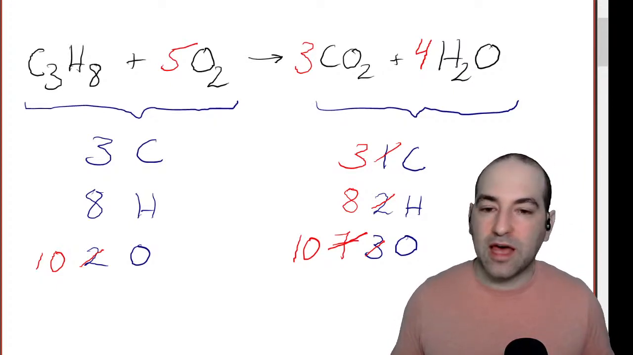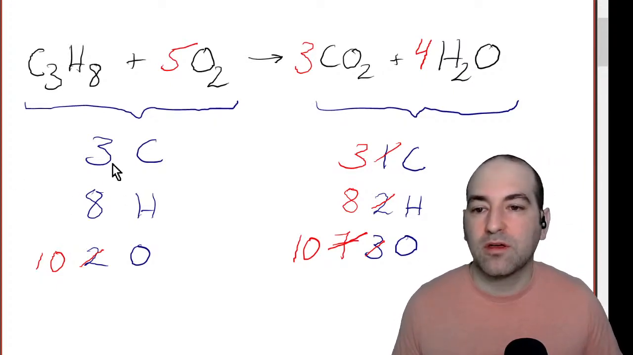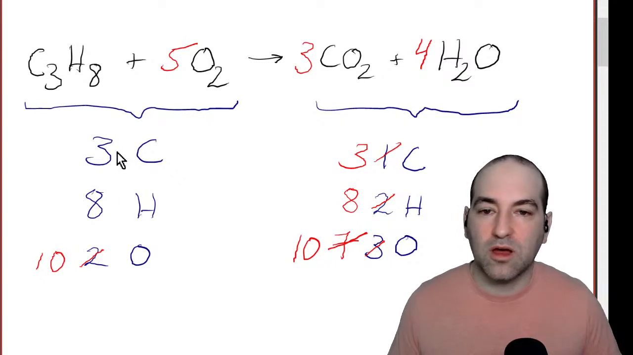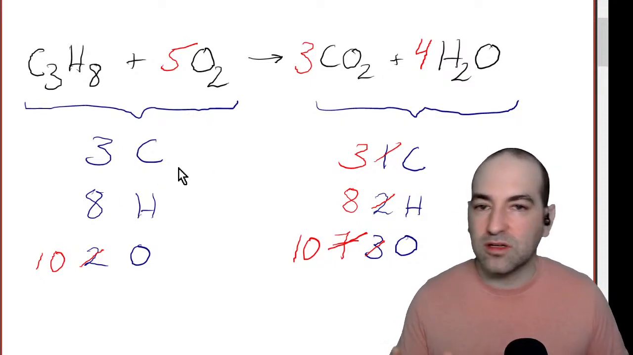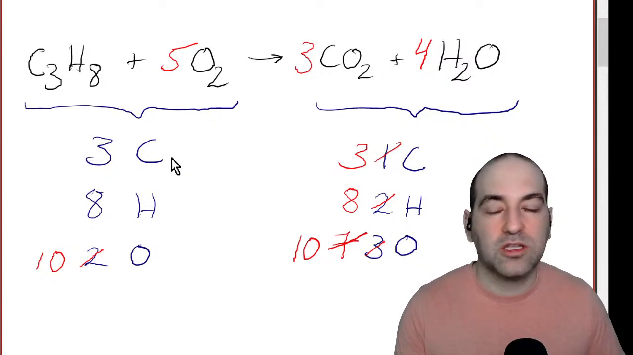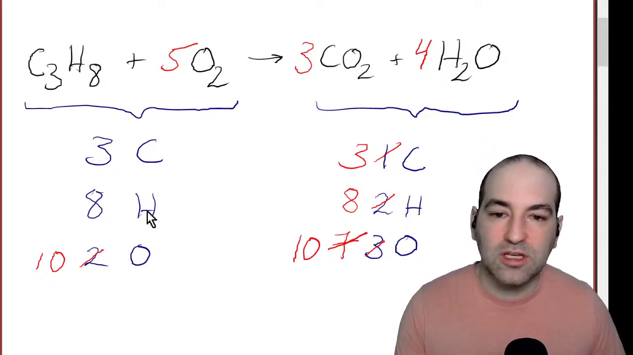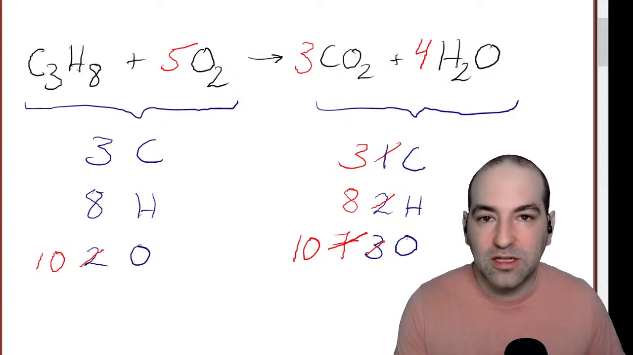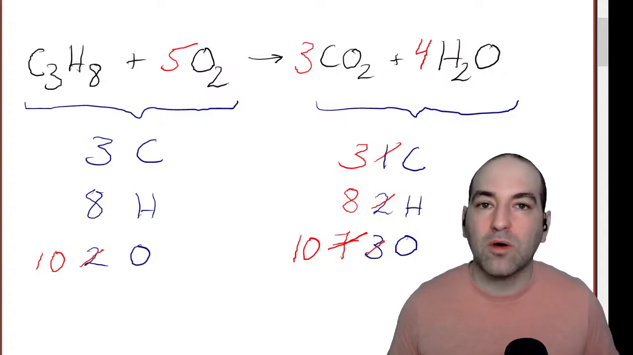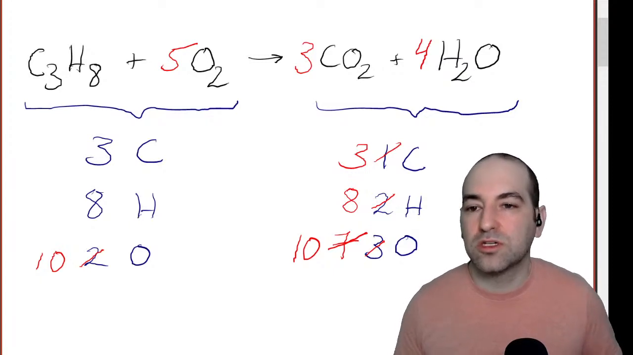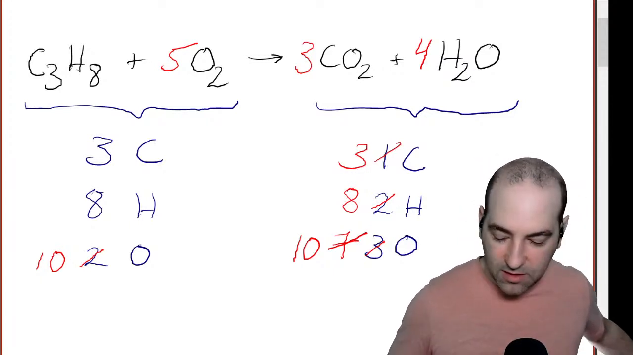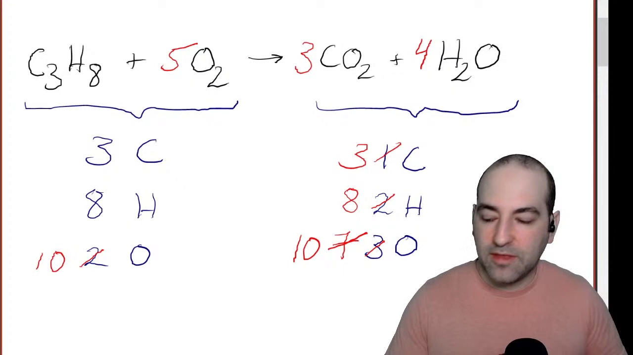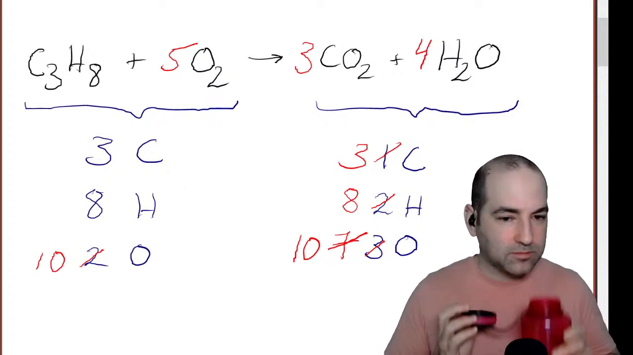The only exception to that is sometimes you end up with multiples. So, because of the trial and error involved in trying different numbers, you could potentially end up with 6 carbons, 16 hydrogens, and 20 oxygens. That's still balanced, but we usually like to divide and get the lowest possible coefficients. So you would just do that at the end, if that's how that came out. All right, and that's how you balance an equation.